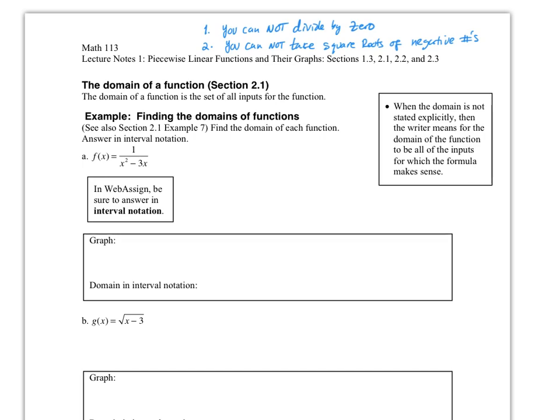For example, here, clearly you are dividing, and since you are dividing, you are risking dividing by 0. So what you do is you say, well, when is this equal to 0? You can factor the x, and you can see that this is equal to 0 when either x is 0 or x equals 3. So these two cannot be part of the domain. These two numbers are prohibited.